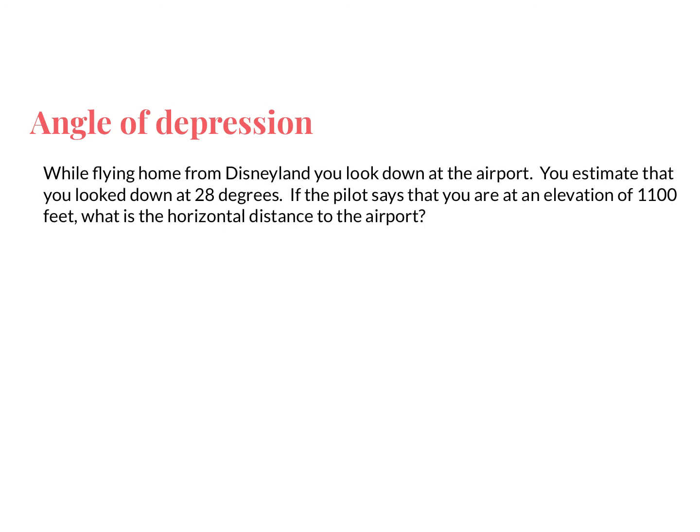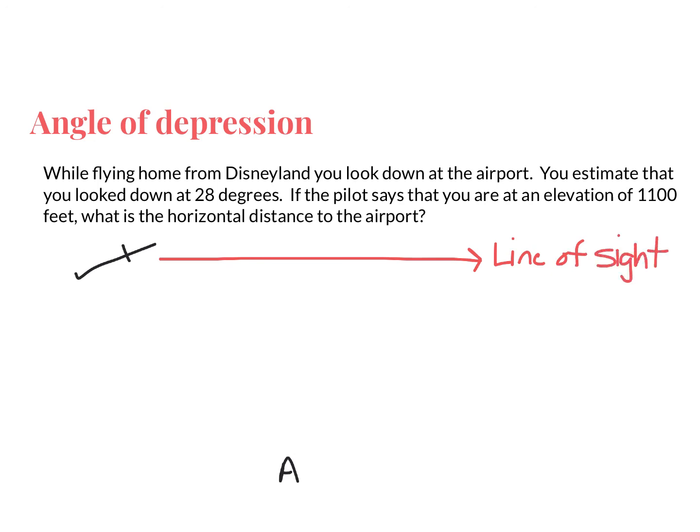So it says when flying home from Disneyland, we're going to make a very, very rustic airplane. You look down at the airport. Now, remember that from the airplane, your line of sight is directly forward. If you look straight out the window, you see only blue sky. And if you look down at the airport, that's how far down towards the ground you are looking. That angle is 28 degrees.